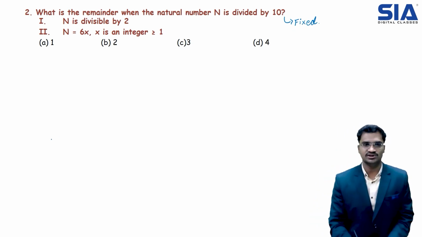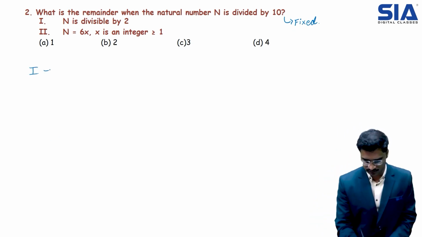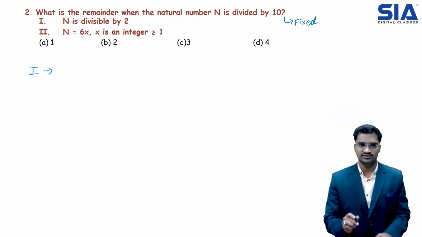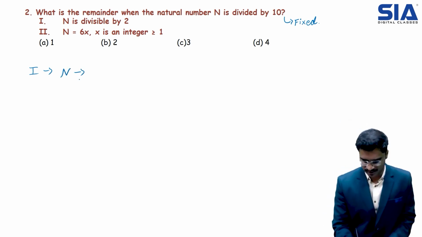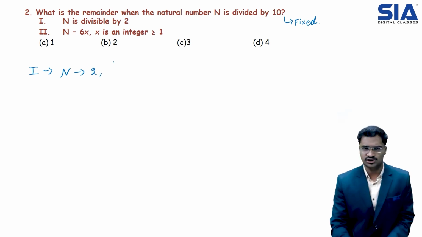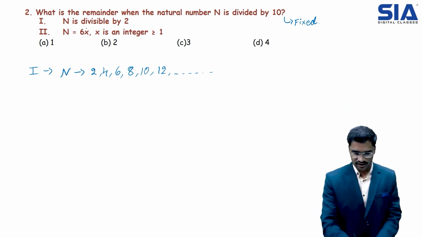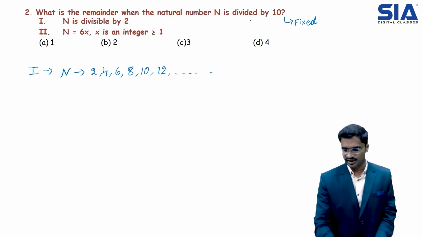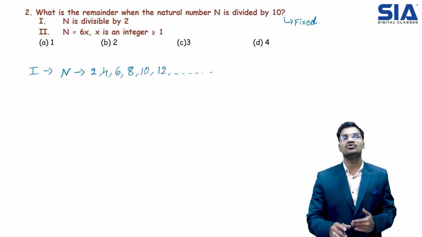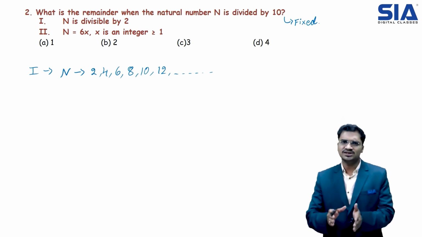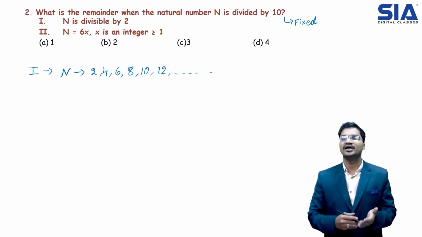Now let us see. So let us take statement 1. It is saying that n is divisible by 2. So the value of n can be 2, because 2 is divisible by 2, 4, then 6, then 8, then 10, then 12, and so on, all the even numbers. So what is the remainder when the natural number n is divided by 10? We should get a fixed remainder when we are dividing by 10.